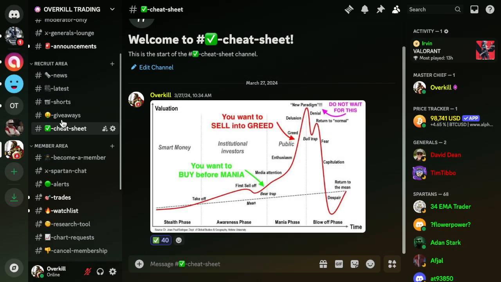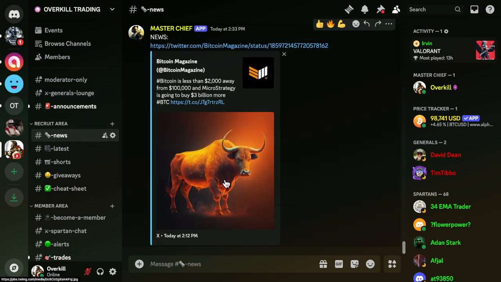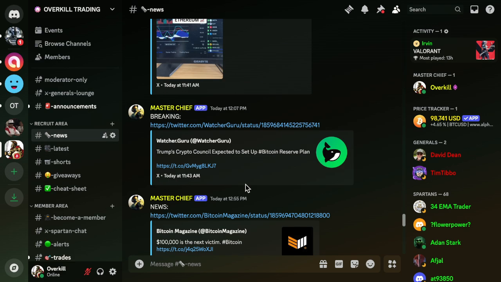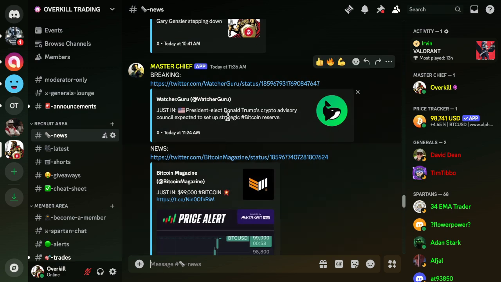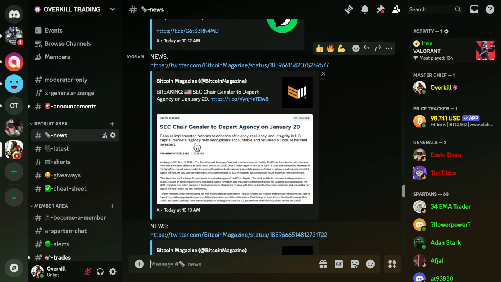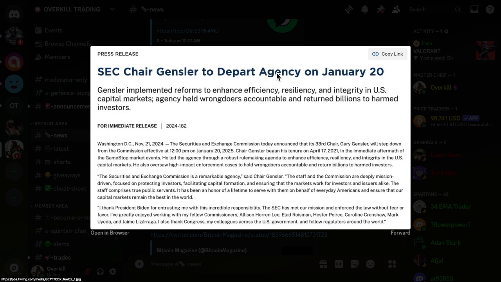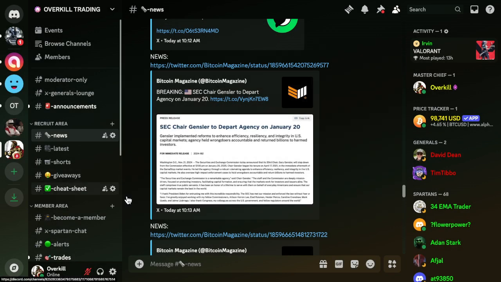There was some huge news inside the Discord. We had Gary Gensler stepping down come Trump's presidency. I don't really think that's news because everybody expected it. You can see right here, SEC to depart agency on January 20th. That's obviously really bullish news for XRP, but I think everybody expected that to happen. So it'll be interesting who Trump puts in there to take that spot.